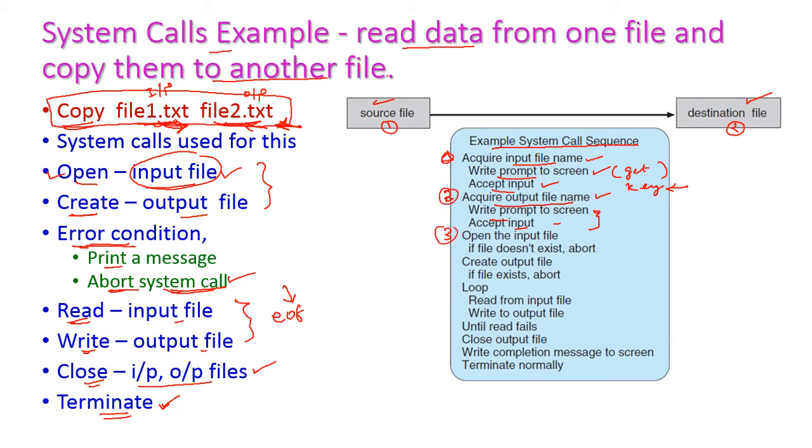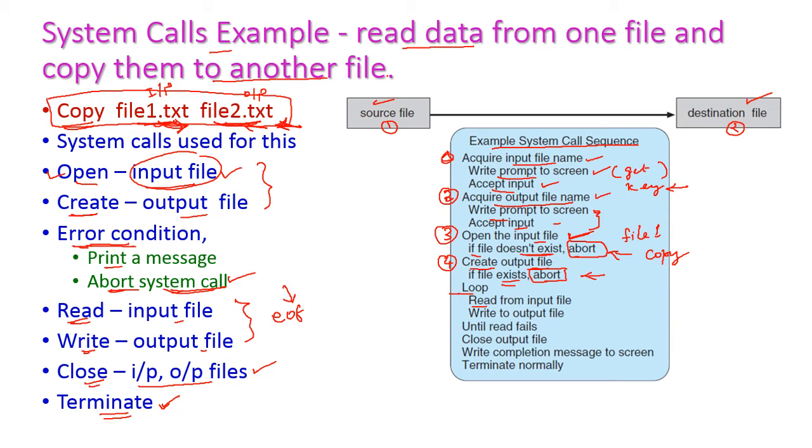And third step, we need to open the input file. Which is our input file? File 1 is our input file. If the file does not exist, then we have to abort this command. The copy command will be aborted. And fourth step, otherwise we have to create the output file. If the output file already exists, again we have to abort. And the loop will be continued.